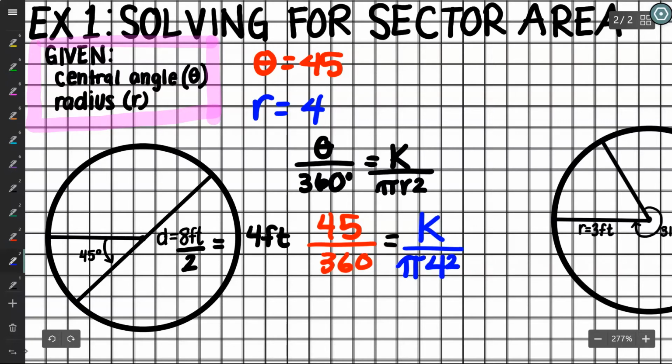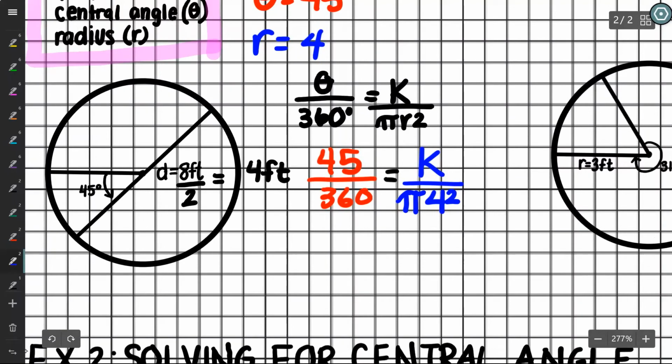4 squared. Alright, so before we do any other math, I want us to simplify this denominator. I know that 4 squared is going to give me 16. So instead of writing pi 4 squared, I'm going to write k over 16 pi. And we're going to leave it as 16 pi for now. And then we have our 45 over 360. Alright, so now our next step is going to be to cross multiply.